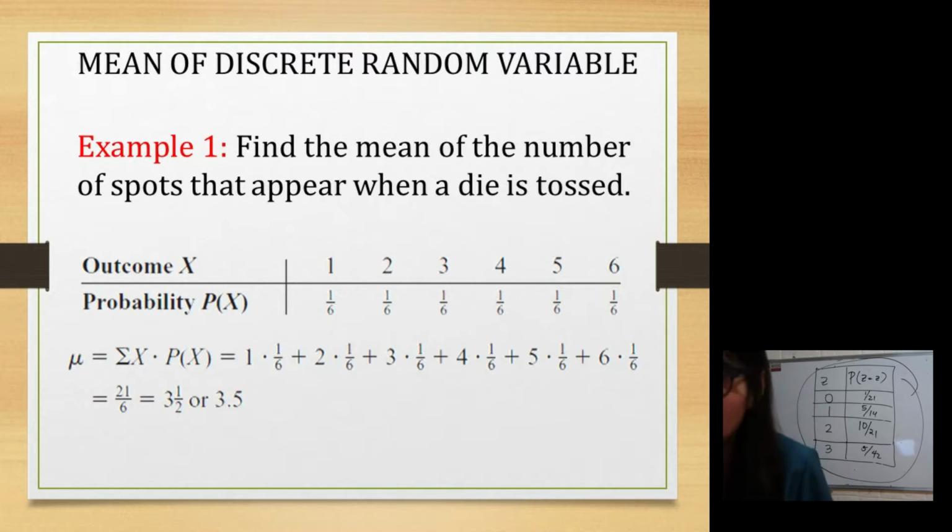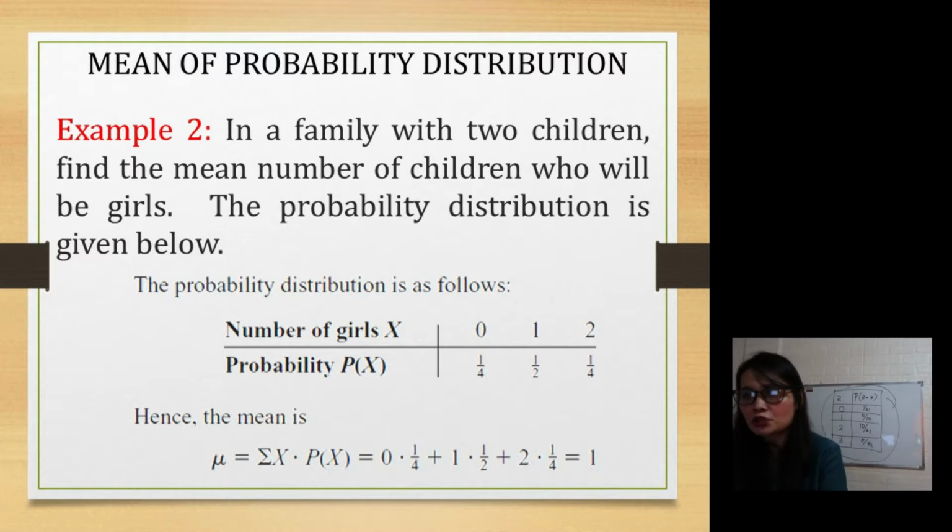Now, how do we solve for the mean? Get the product of each and then add. So 1 multiplied by 1 over 6 plus 2 multiplied by 1 over 6 plus 3 multiplied by 1 over 6 plus 4 multiplied by 1 over 6 plus 5 multiplied by 1 over 6 plus 6 multiplied by 1 over 6. Then your mean is 3.5. So that's the mean.